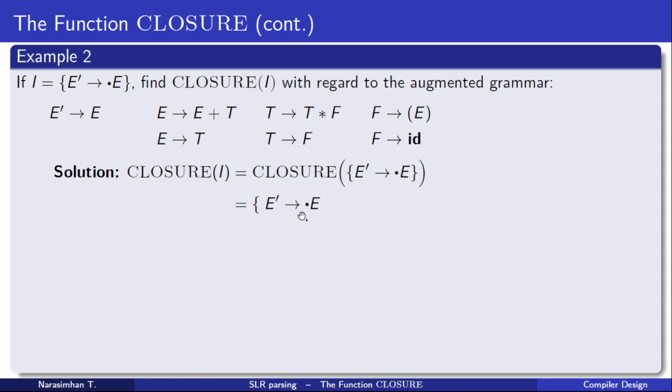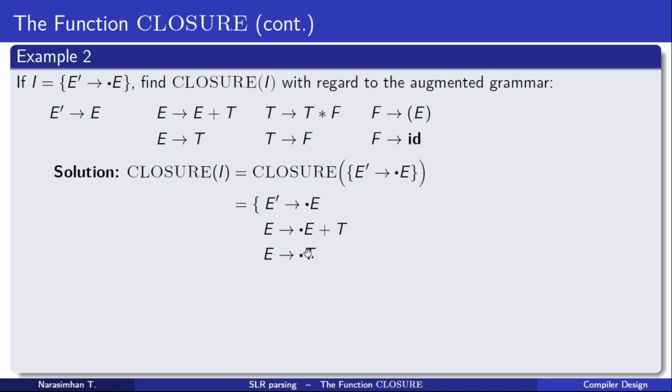Now you have an item of the form E dash gives dot E. That means you have dot to the left of E. That means you need to add all the E productions to the closure set. That is, you need to add all those productions with E as the left hand side, because you are yet to read E, so all the productions corresponding to E will be added. What are the E productions here? E gives E plus T and E gives T, so add them.